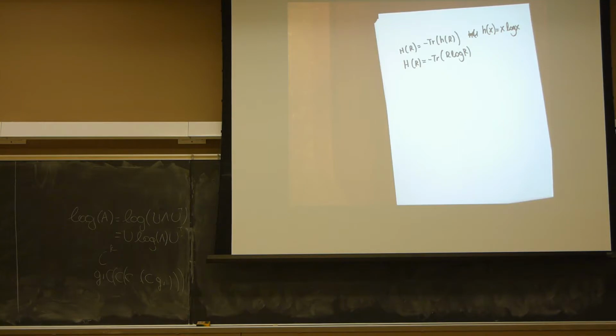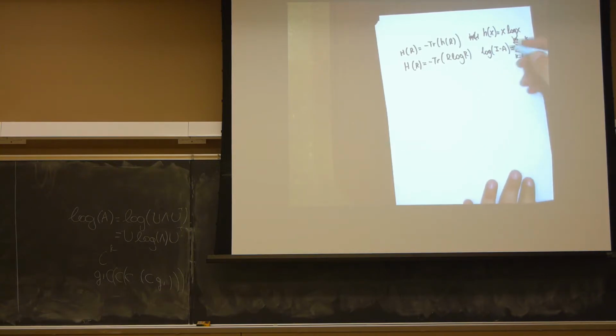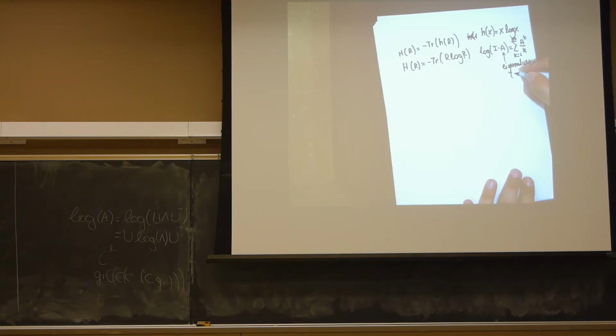Then, because I want to use the series that log of I minus A equals the sum from k equals 1 to infinity of A^k over k, this matrix should have eigenvalues in the real range. In the general case it should be minus 1 to 1, but here because we have probabilities, we say 0 to 1. So we want our eigenvalues to be in 0, 1.